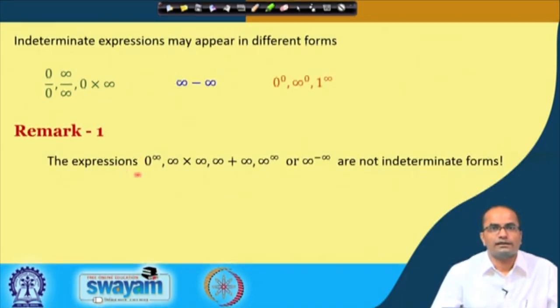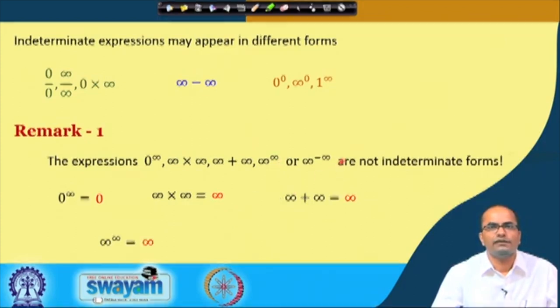There is a remark here about expressions which are different from those we are calling indeterminate forms, for example, 0 power infinity, infinity into infinity, infinity plus infinity, infinity power infinity or infinity power minus infinity. Note that these forms are not indeterminate forms and we can directly find the value of these expressions. For example, 0 power infinity is just 0. And infinity into infinity is two very big numbers, and when you multiply, naturally you get infinity. Again, infinity plus infinity becomes infinity, and infinity power infinity, with the same reasoning, is also infinity. Infinity power minus infinity we can rewrite as 1 over infinity power infinity, and infinity power infinity is infinity. So, this will become 1 over infinity, which is 0. So, these forms are not indeterminate forms.